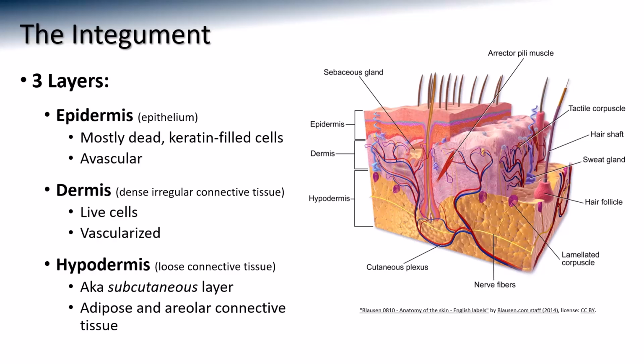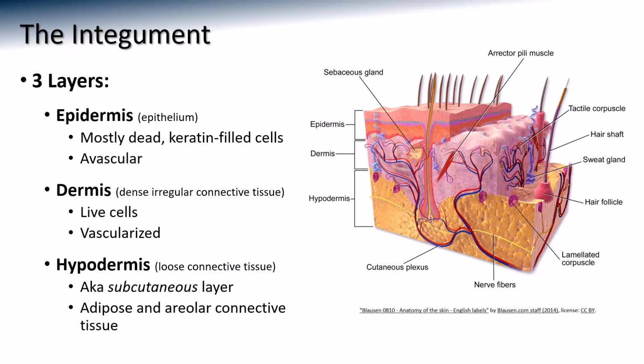What separates this from some of those other epithelia is that this one is made up of mostly dead keratin-filled cells. So keratin is a very tough protein. As these cells grow and then die off, the space inside the cell fills up with keratin, so they become very scaly and relatively hard. Okay, because of this, the epidermis is avascular.